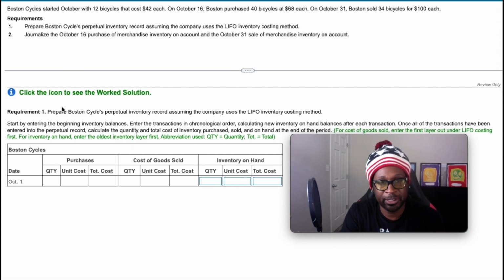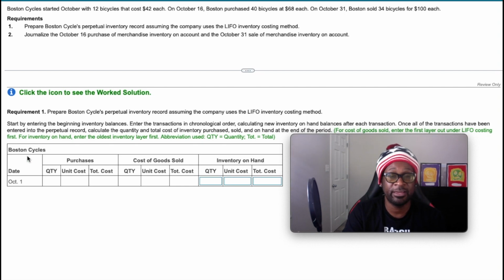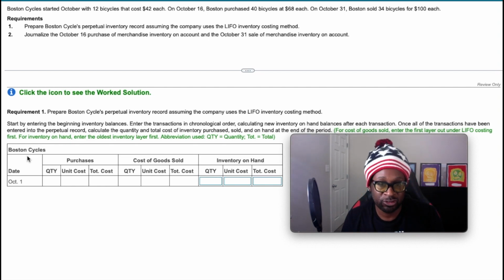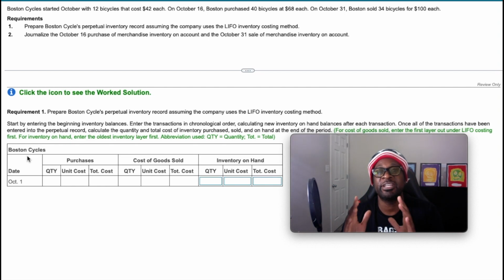It tells us to prepare Boston Cycle's perpetual inventory record, assuming the company uses LIFO. Okay, so they gave us a chart or a table that they want us to fill out. Basically this table consists of 3 columns: purchases for the period, units sold for the period, and the inventory that is left, that's remaining, your ending inventory for the period.